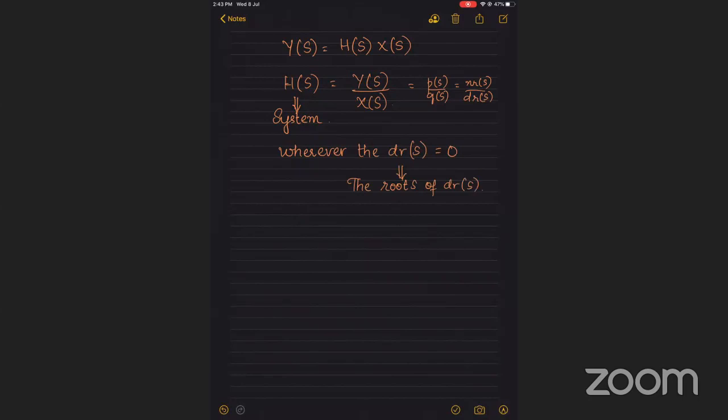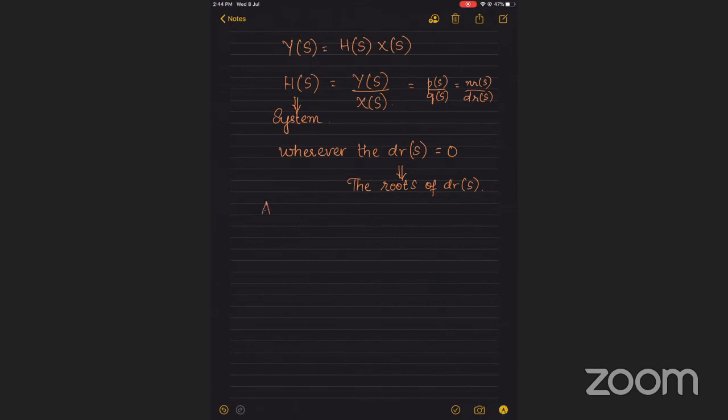For a very minimum input, it cannot give me a completely unbounded output. So that is what we're going to look at. And when the numerator becomes 0, that is, at the roots of the numerator, H(s) becomes 0. Is that clear? So basically, this Laplace transform helps us analyze, through the S domain, whether the system is going to be stable or not.